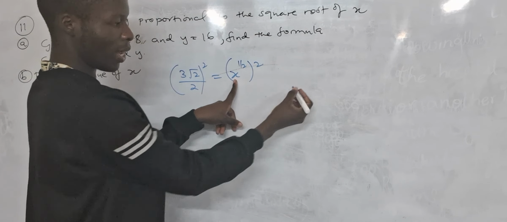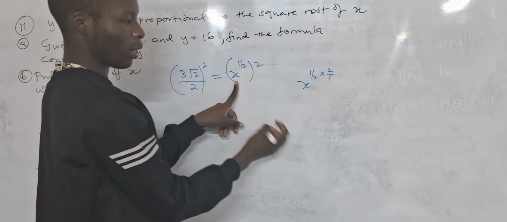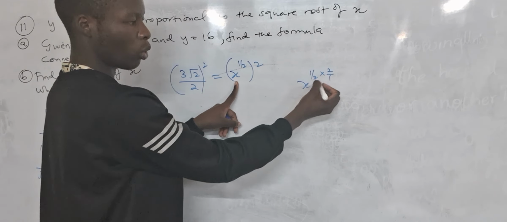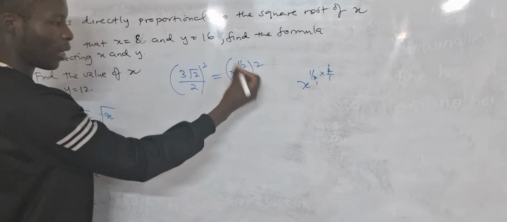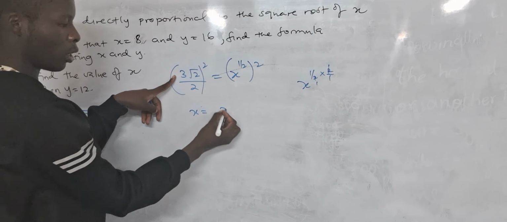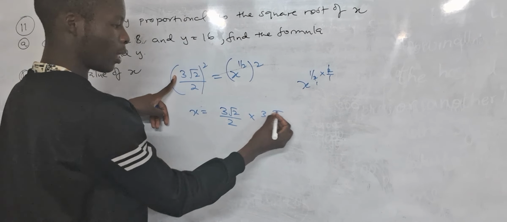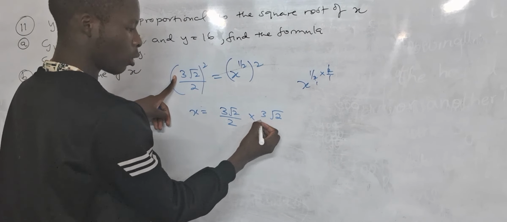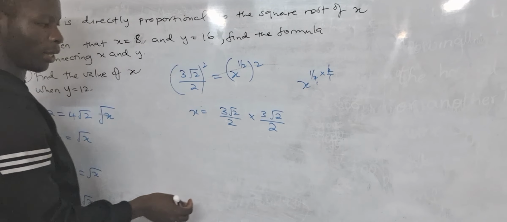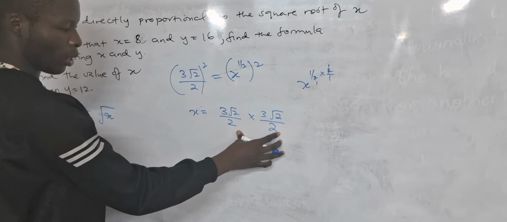So the result is that number raised to the product of the two powers. So this is 2 by 1, 2 here, 1, 2 here, 1. So you remain with x here. So x is equal to... what is the meaning of this? It means 3 root 2 by 2 is multiplying itself twice, like this. This is the meaning of this. Okay, this is equivalent to this.